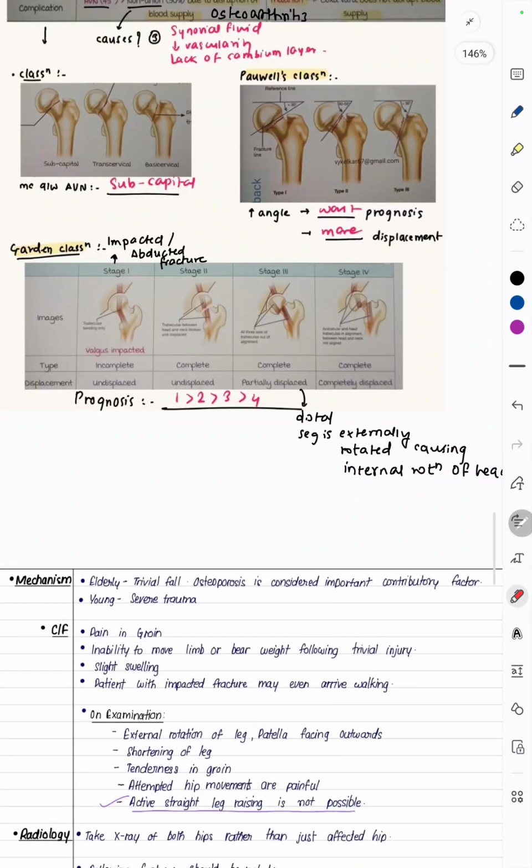Garden classification. The Garden classification is divided into 4 stages. The first stage is where there is an incomplete fracture and no displacement of the distal fragment. It is also called an impacted or abducted fracture. Type 2 is a complete fracture but undisplaced, type 3 is a complete fracture partially displaced, and type 4 is a complete fracture with complete displacement. Type 3 is where the distal segment is externally rotated, causing internal rotation of the head of femur.